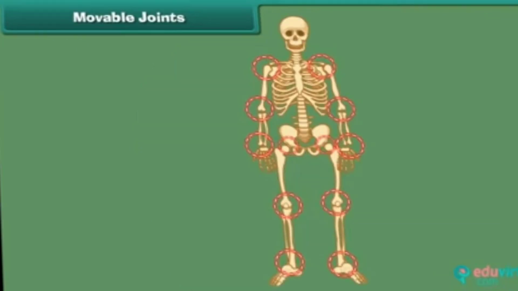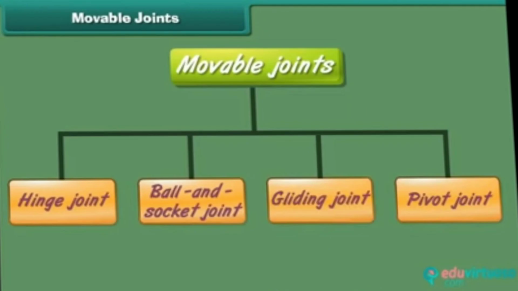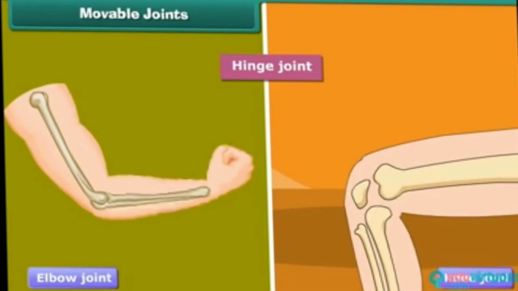Cartilage will be present here because they have to move, so that the bones do not rub against each other when moved. Now we will learn about movable joints. Movable joints are of four types: hinge joint, ball and socket joint, gliding joint, and the pivot joint. One by one we will study them. First we will learn about hinge joint.